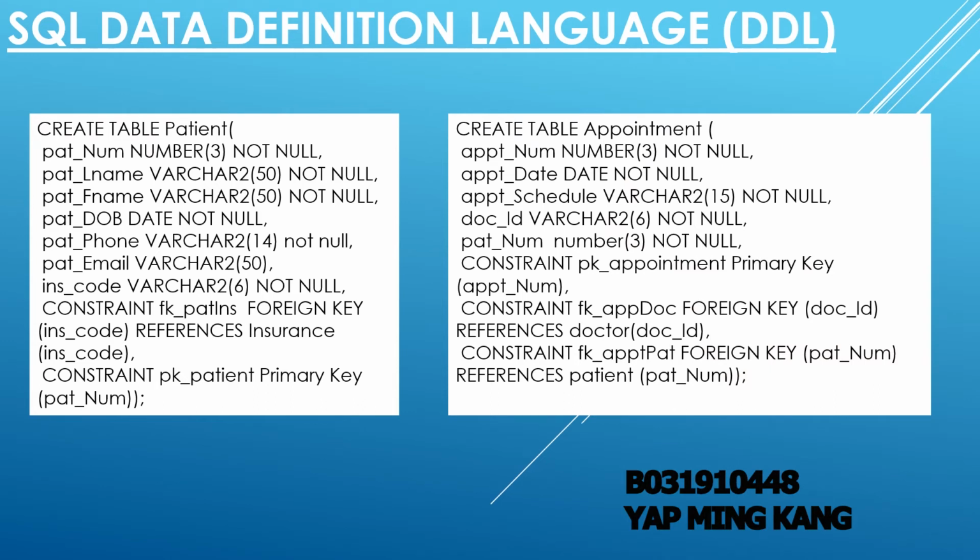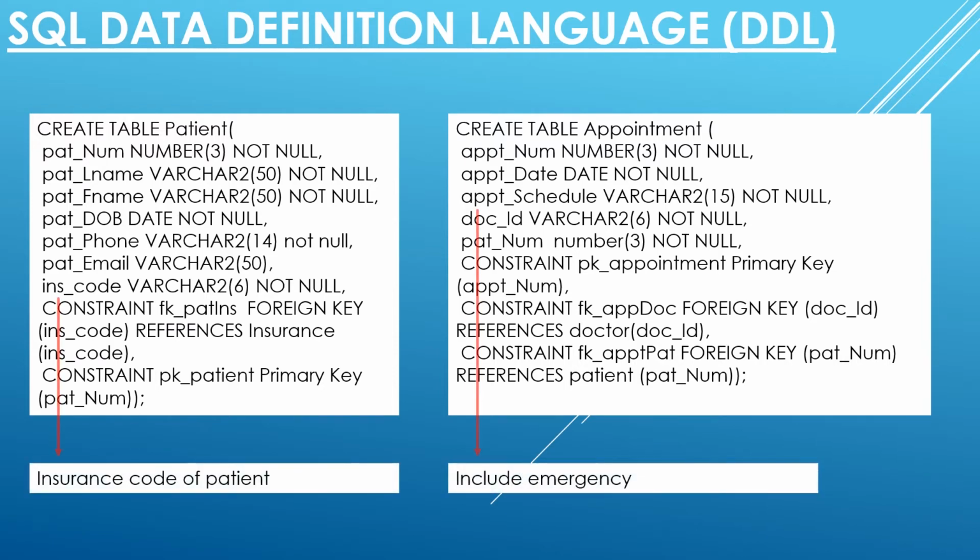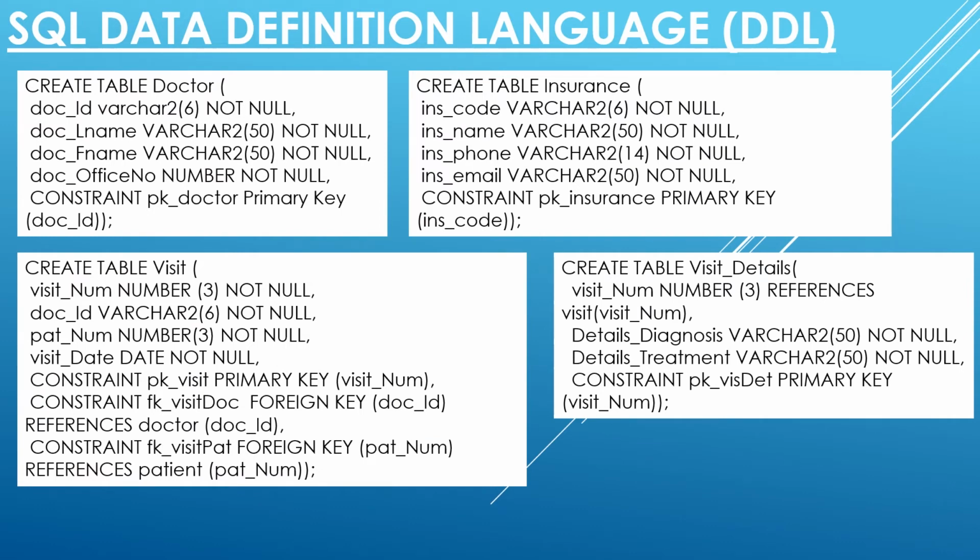Hi, I am KANG. At this part, I'm going to present data definition language. First, we have the table patient, which records the basic information of the patient. And next, we have table appointment, which acts like a schedule of appointments between the doctor and the patient. Here we also have table doctor, which records the basic information of doctor, and table insurer, which records the basic information of insurance companies. And we have table visit, which will record the visit number, doctor ID, patient number, and the visit date of a patient. And table visit details, which records the diagnosis of a patient and treatment by doctor.